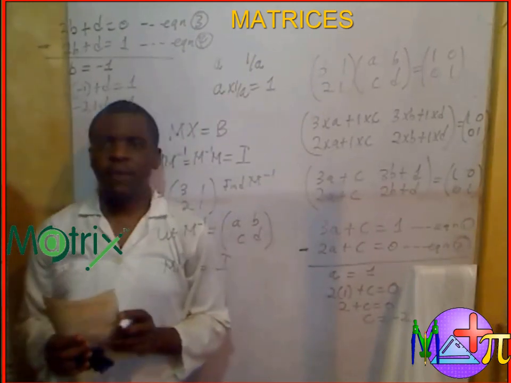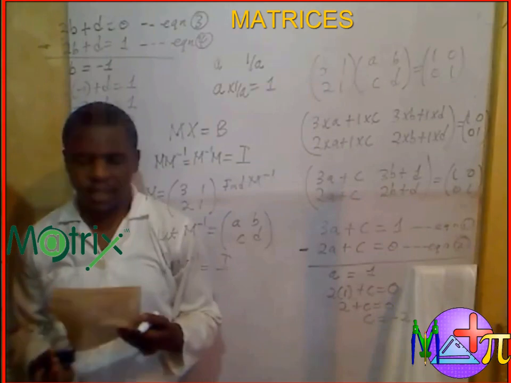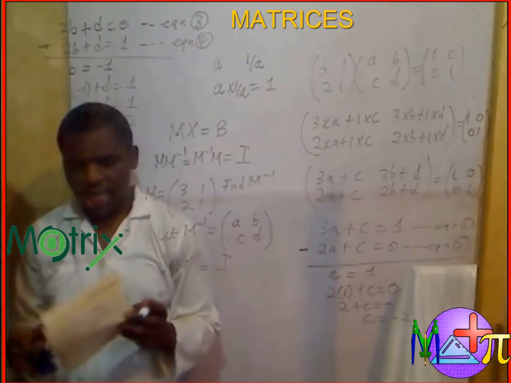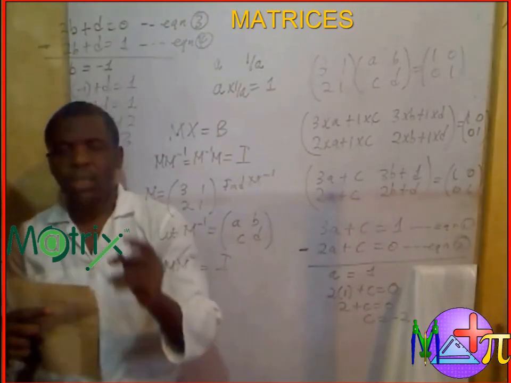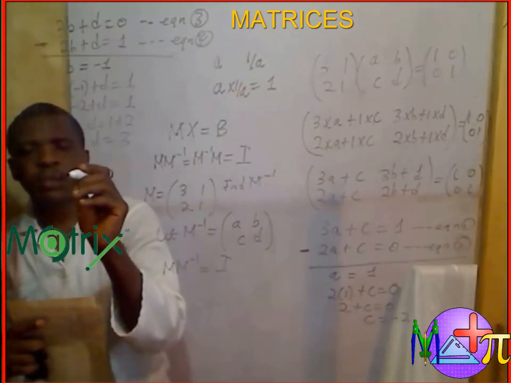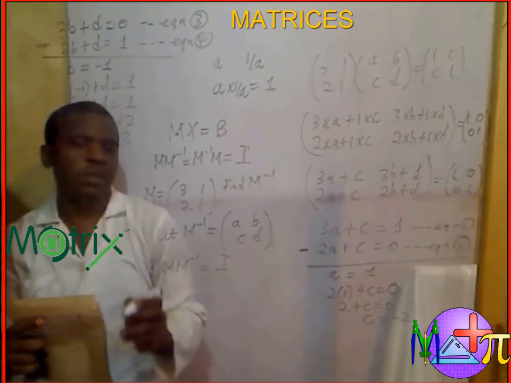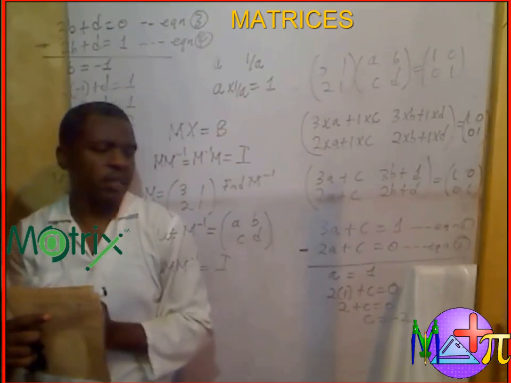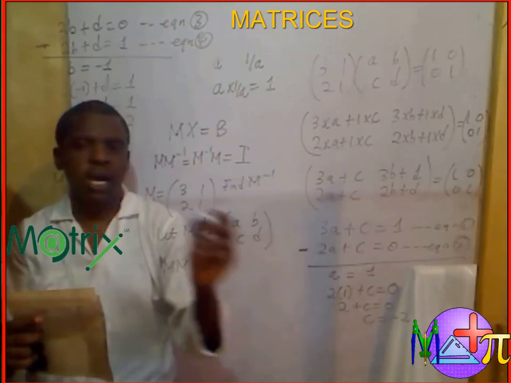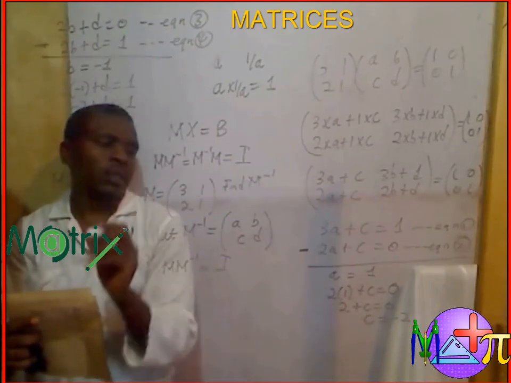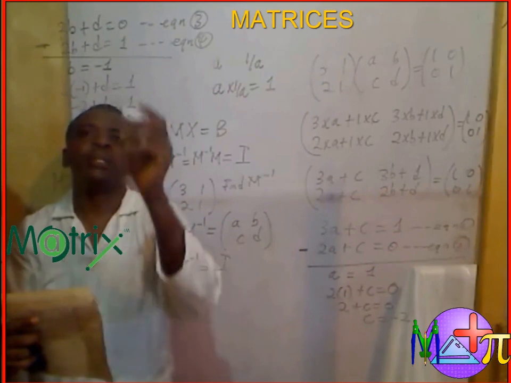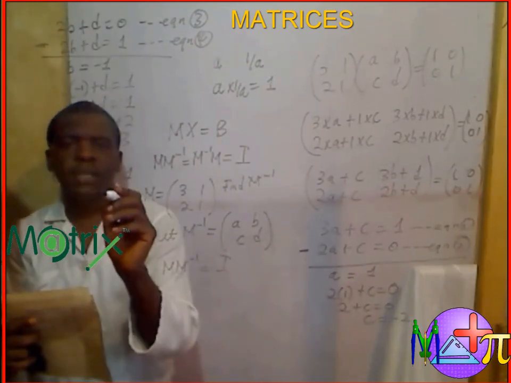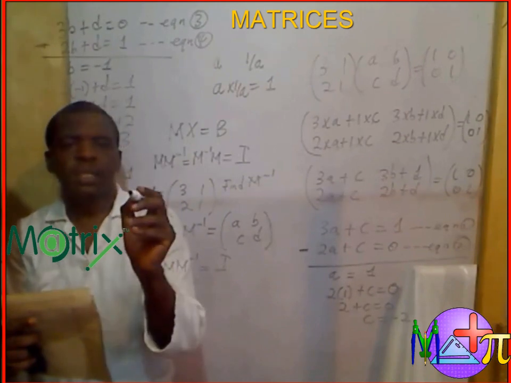So I now have values for the variables A, B, C, and D. So what is my inverse matrix now? The inverse matrix, M inverse, will be equal to the matrix with elements, what is A? 1, B is minus 1, C is minus 2, and D is 3.